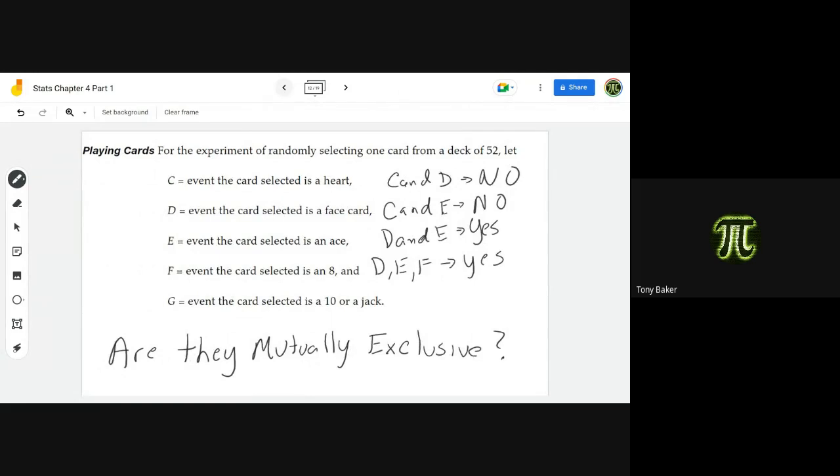I didn't ask about G at all. G and D. We'll do that one just because I didn't use the G one at all. Why? Because the Jack's a face card.